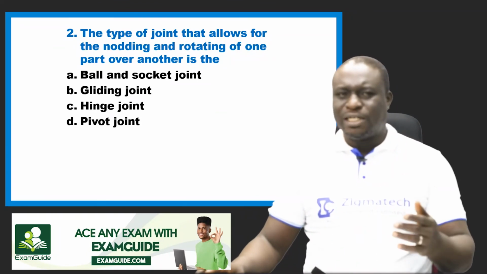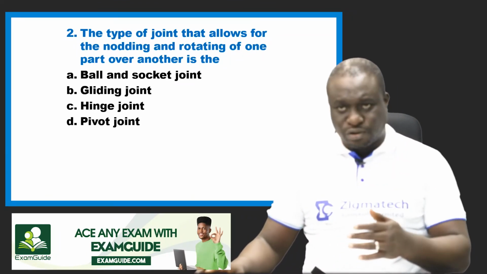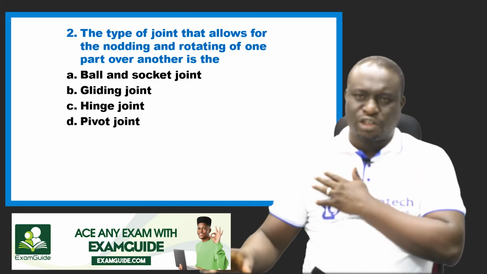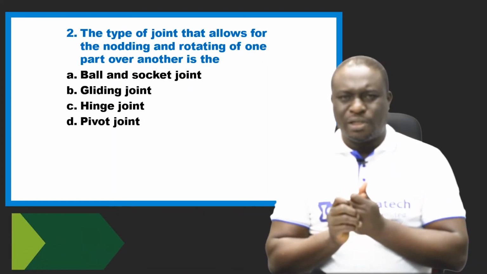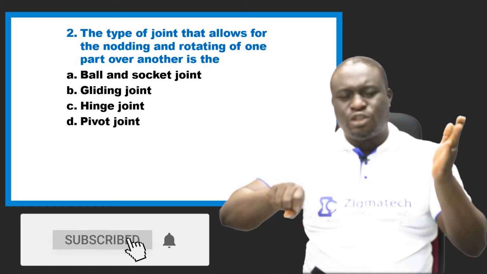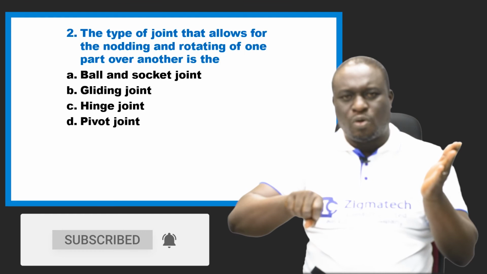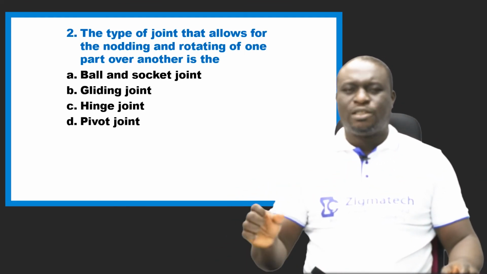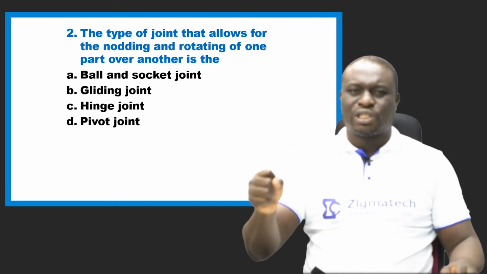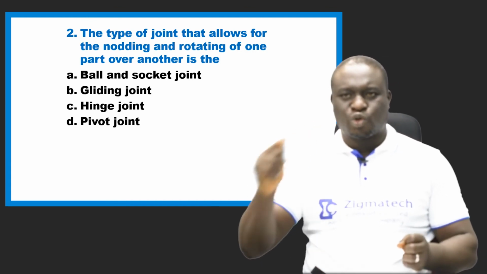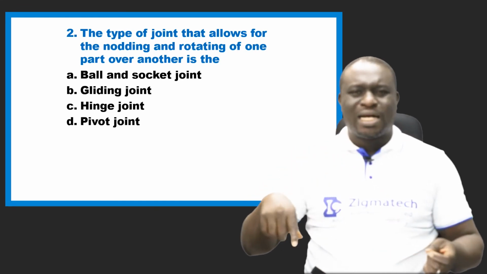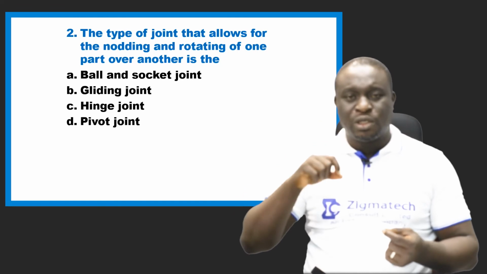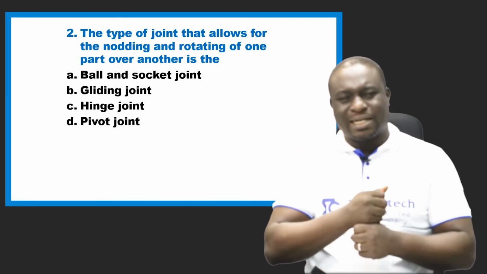Question 2, the type of joint that allows for the nodding and the rotating of one part over another is what? The ball and socket joint does not allow for rotation. It doesn't allow for nodding. It only allows movement in all directions. B is gliding joint, a joint that allows one bone to slide or glide over another. Hinge joint allows movement of bones in only one direction, just one direction, not rotating.